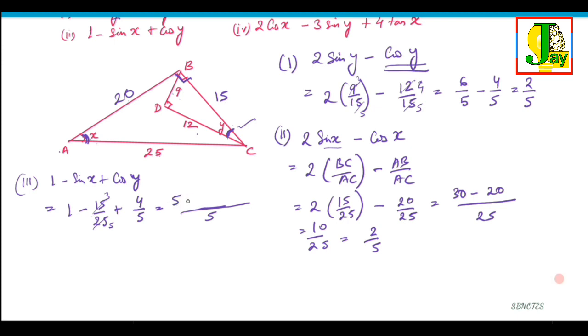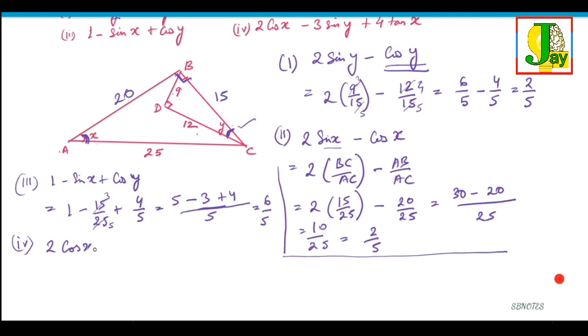So we have 5 minus 3 plus 4. 5 minus 3 is 2, plus 4 is 6. So 6 by 5. Okay, so the value of the third one is 6 by 5. Now let us see the fourth one.